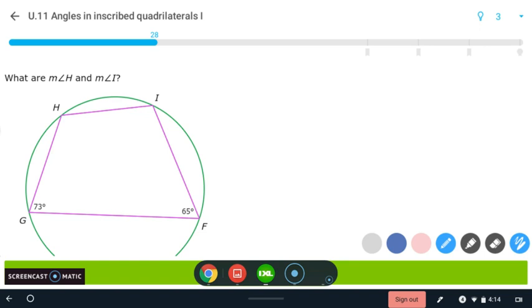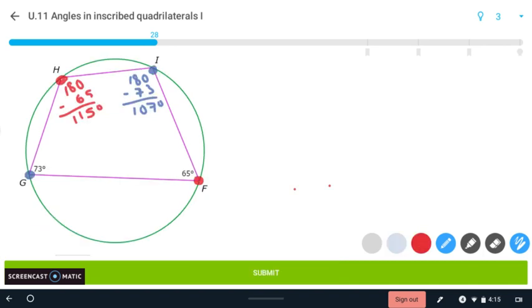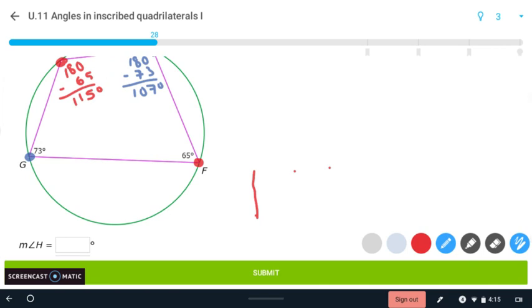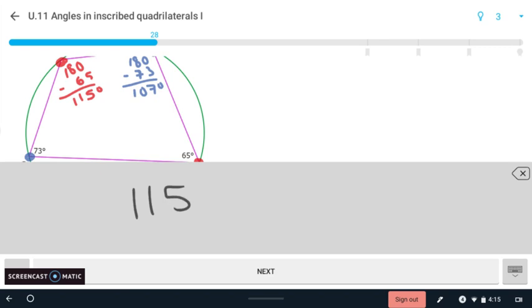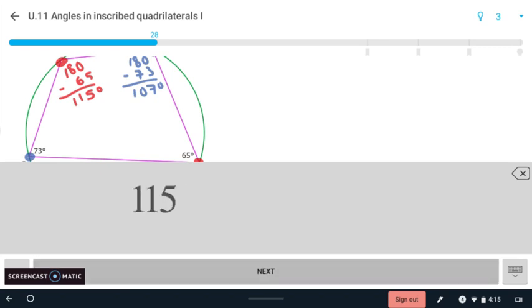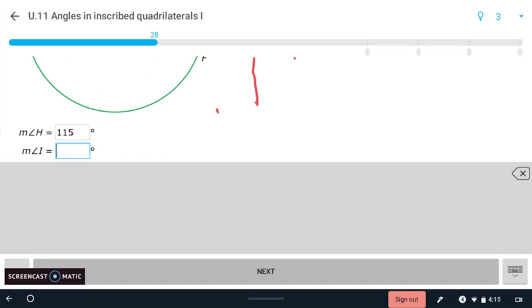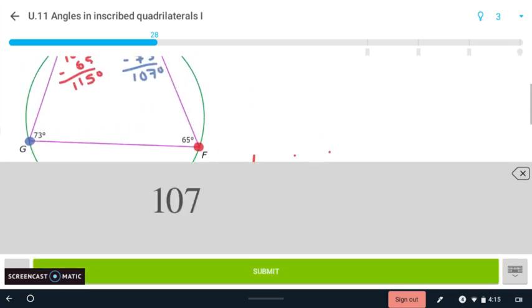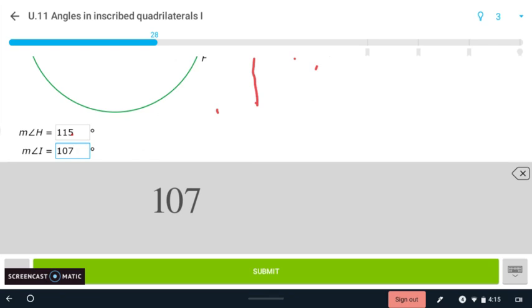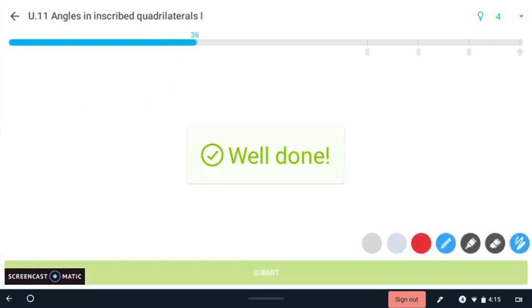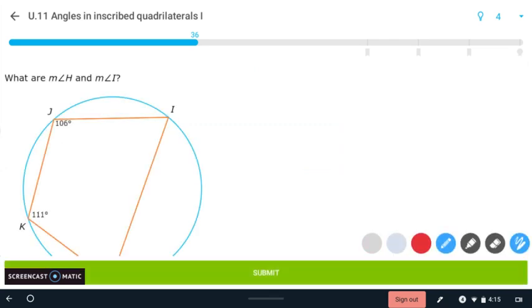The work to solve that problem, you can pause the video if you need and look at how I got that. But the measure of angle I is 107. The measure of angle H is 115. Hopefully you're starting to feel pretty comfortable with these. Let me scroll up, make sure I remember the answer. And let's see if IXL continues to give us problems like this, or if it gives us some new ones.